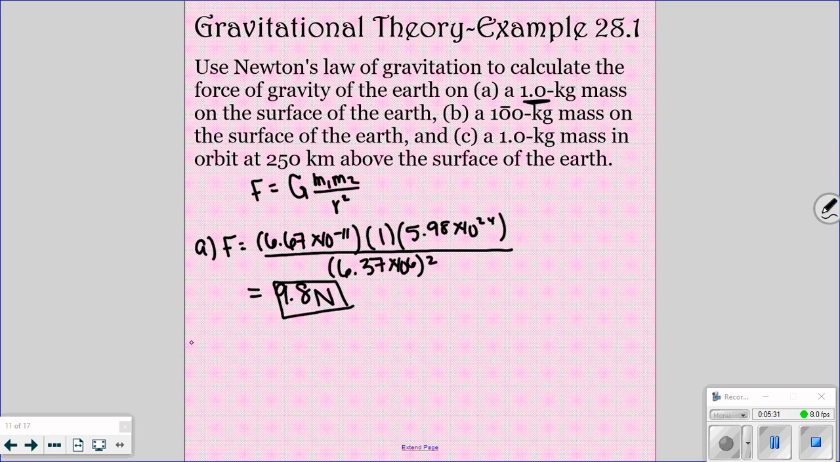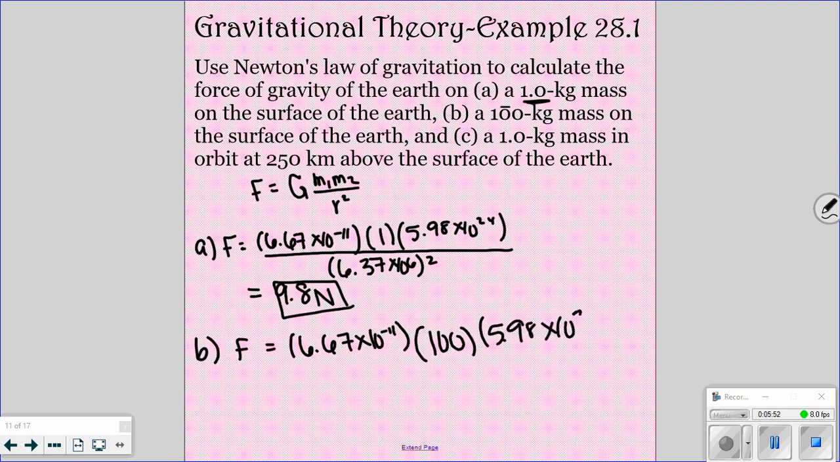Okay, now we're going to do B. So the only thing that's going to change on this one, the gravitational number is the same. It is the 100 kilogram mass instead of it being a 1 kilogram mass. We're still dealing on the surface of the Earth, so that's going to be the same, and the radius is going to be the same.